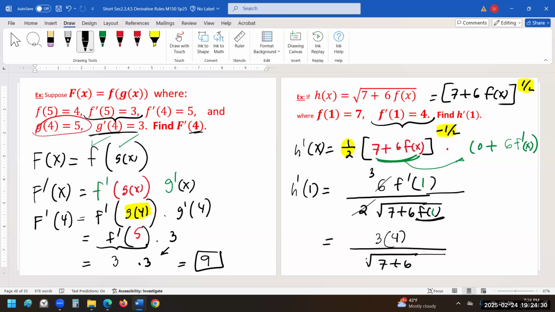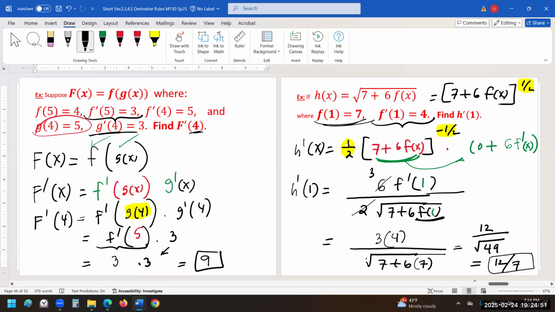And then f of 1, 7. So 12 over, how much? 49. So 12 over 7. So this type of math is like logic. They're testing how much you understood about the rules. If you don't see a specific function given to you, just in general idea, how can you work with the general idea of the derivative?